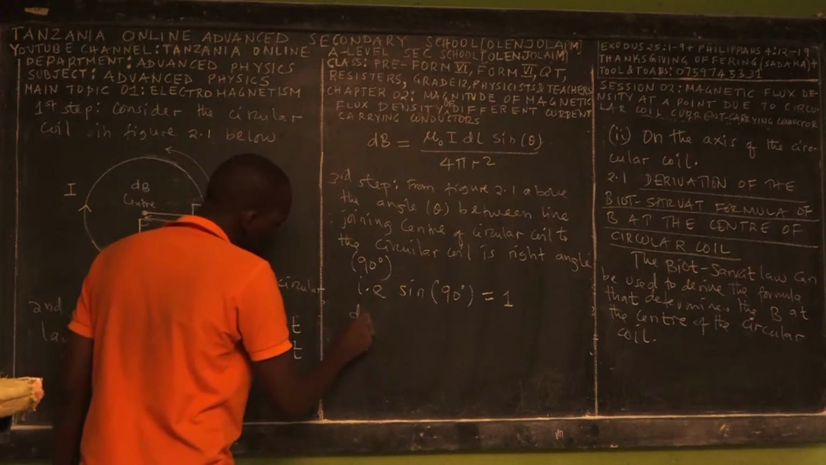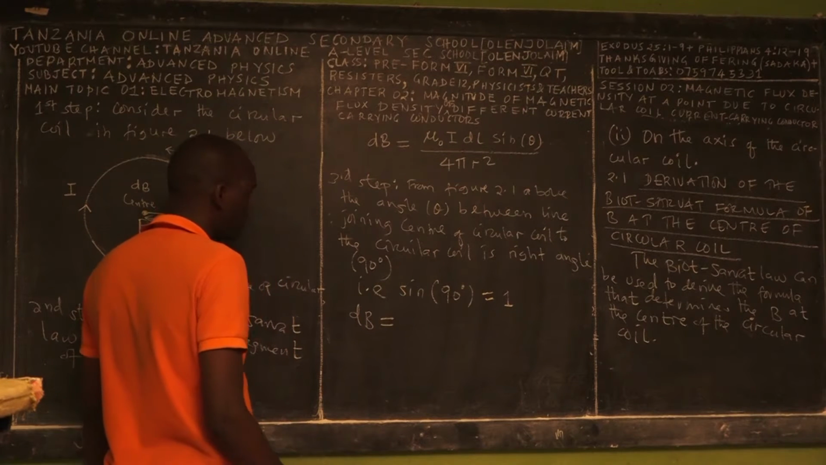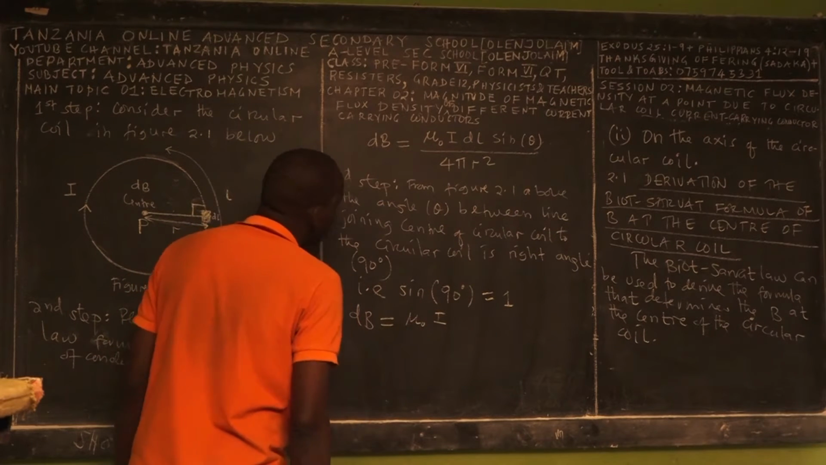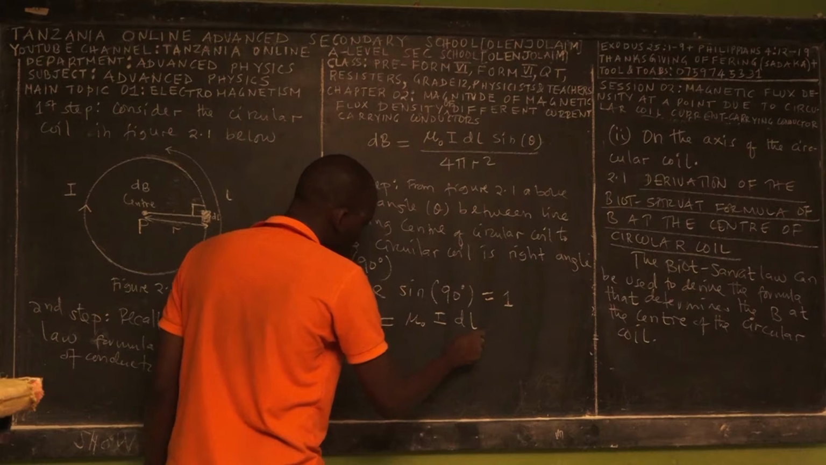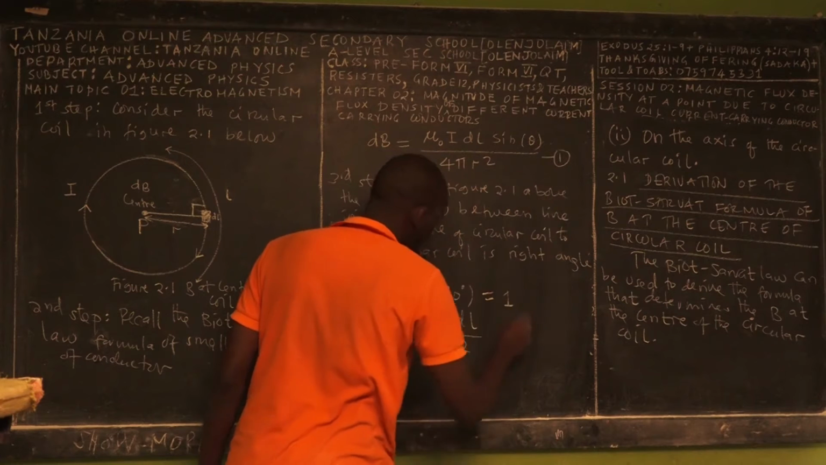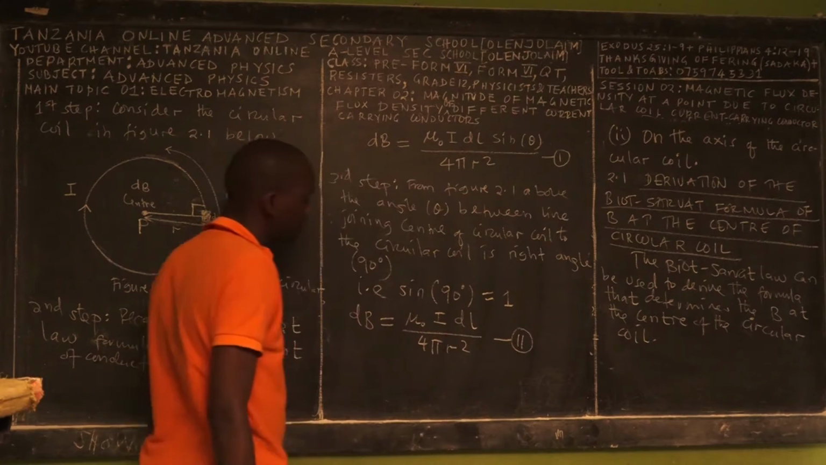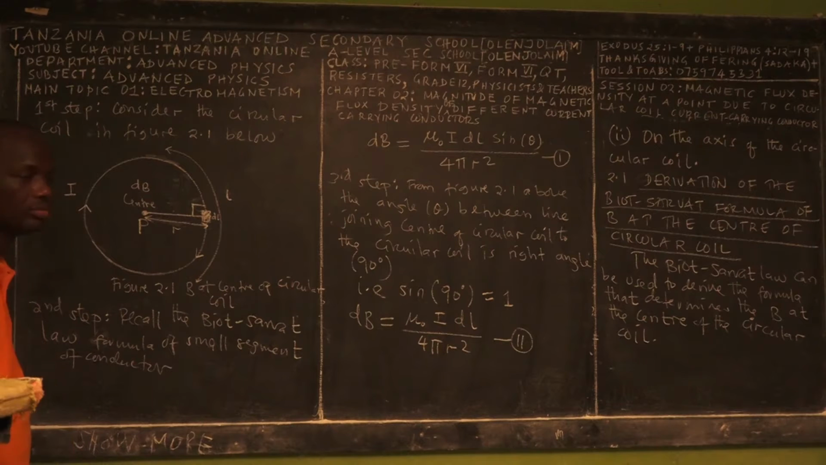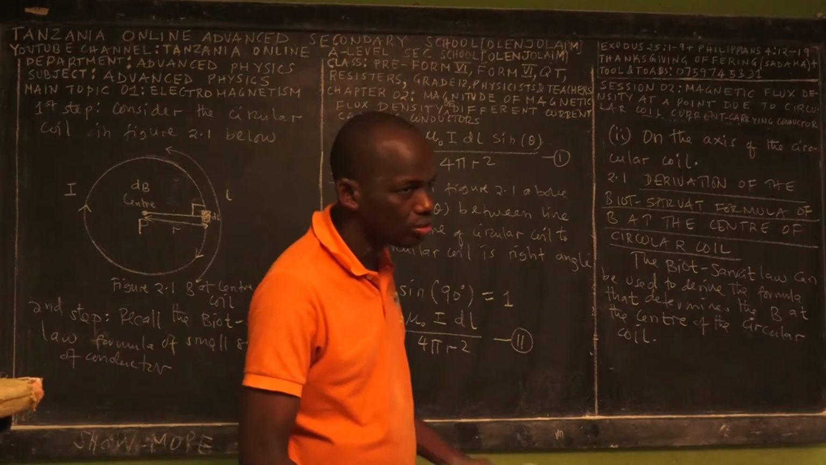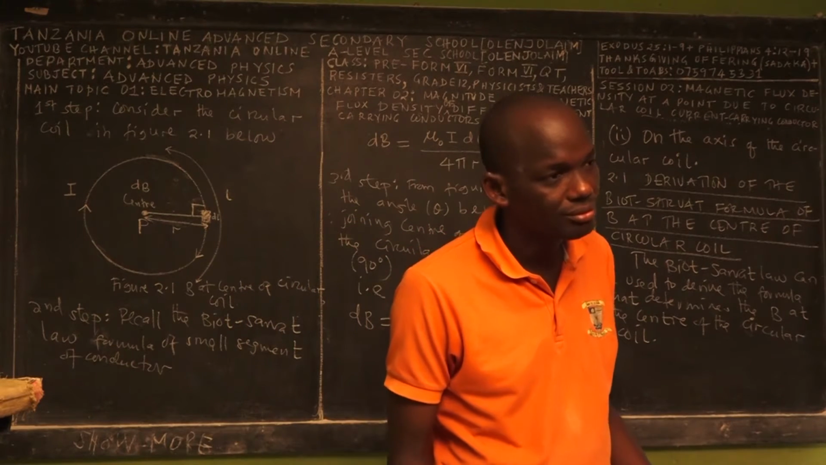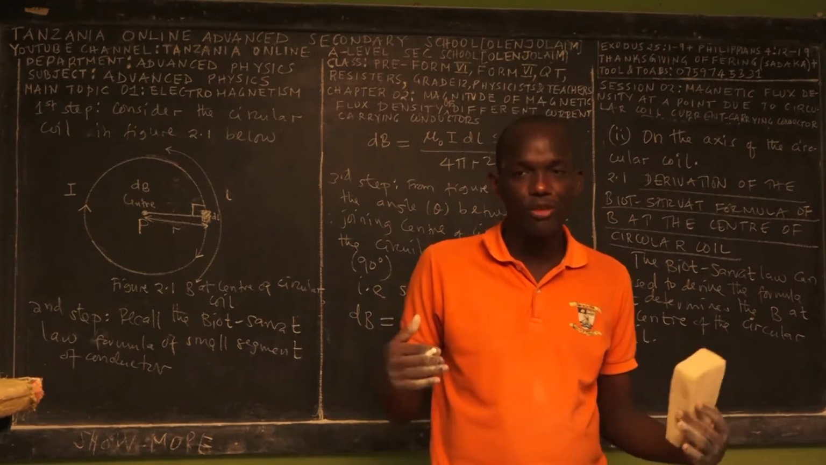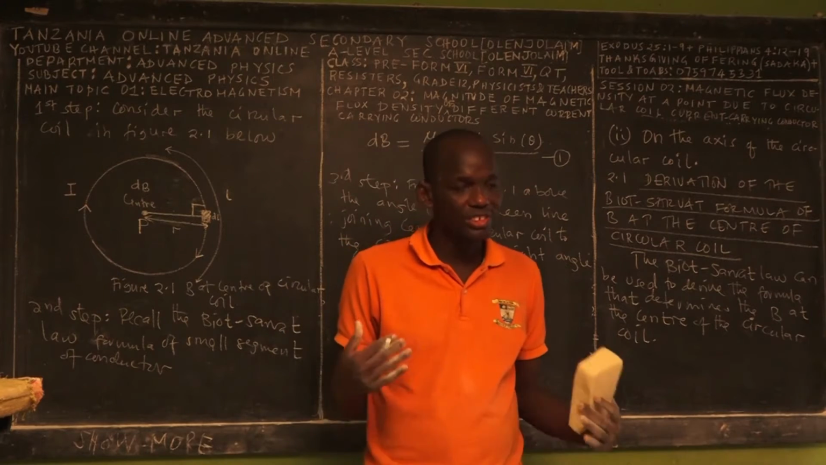For that case, the small change in magnetic flux density is equal to the permeability of free space times electric current times dl over 4 pi r squared. This is our equation 1 and this is our equation 2. If you want to master the derivations of formulas in physics, do one thing at a time. You will derive formulas carefully and with great precision.